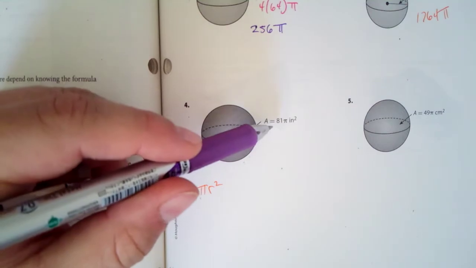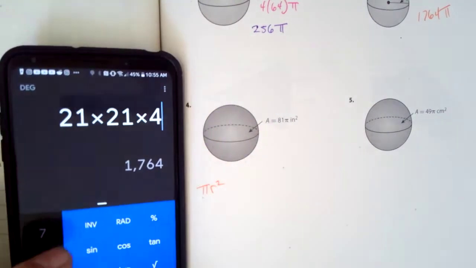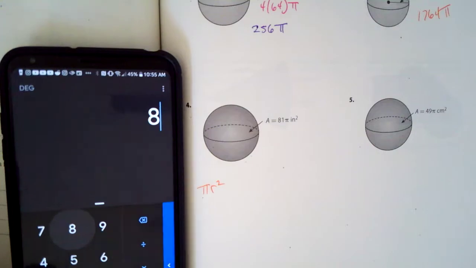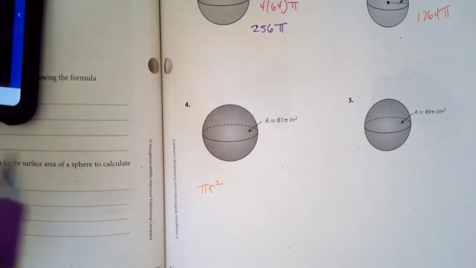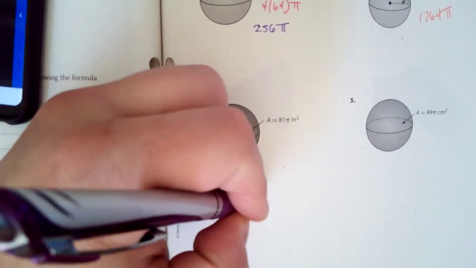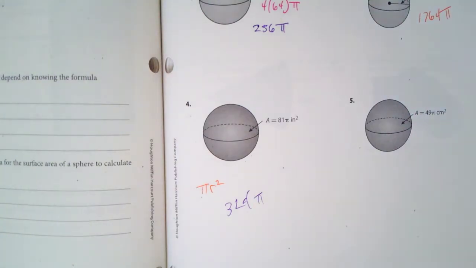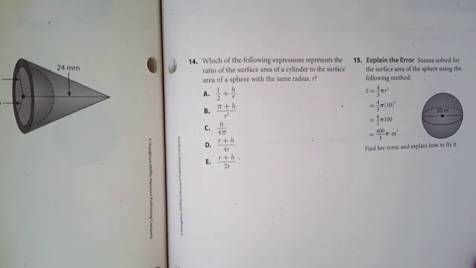So all I'm going to do is take this number and multiply it by 4. What's 81 times 4? I don't know. Let's call back our friend, the handy dandy calculator. 81 times 4 is 324. So this one is just 324 pi. There's that. Let me look at some of these other ones. We'll do a composite figure.